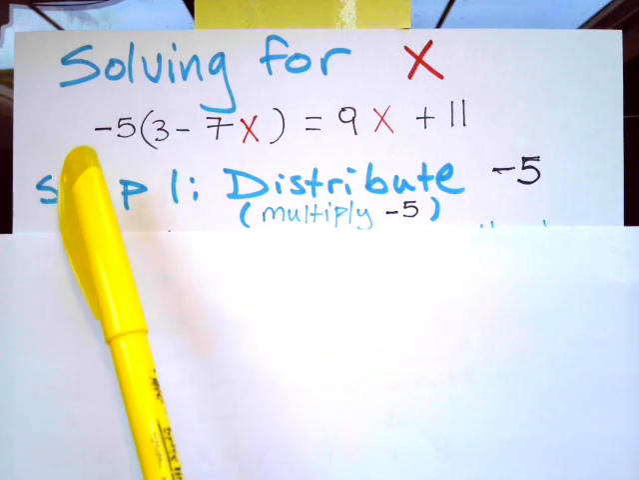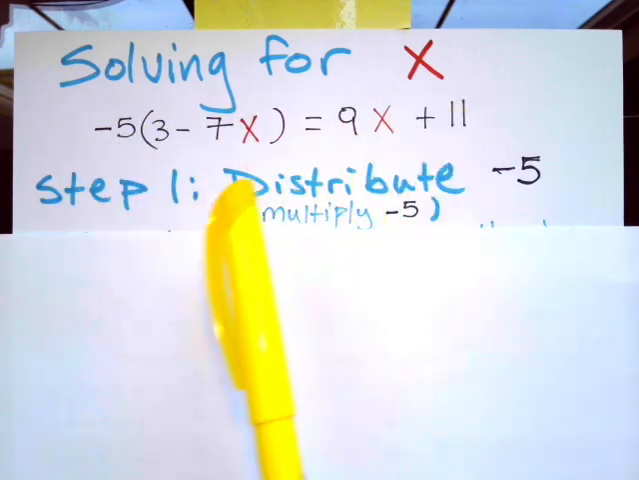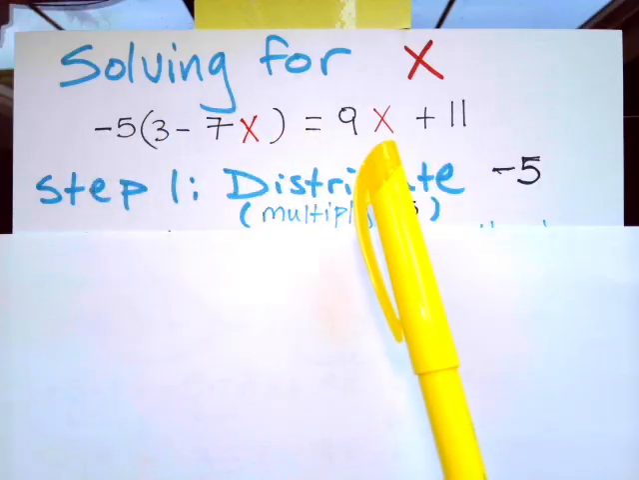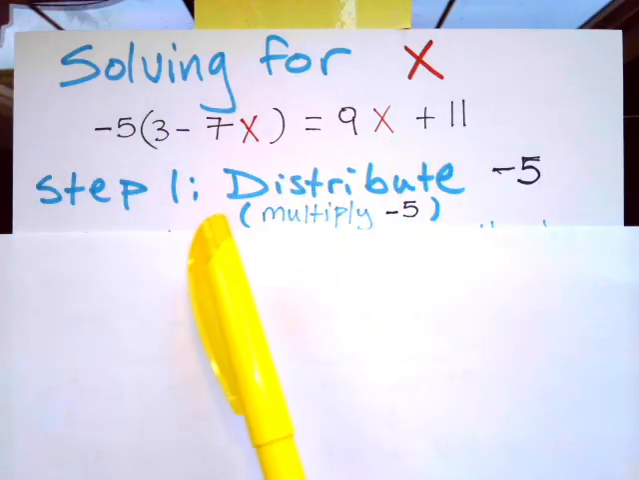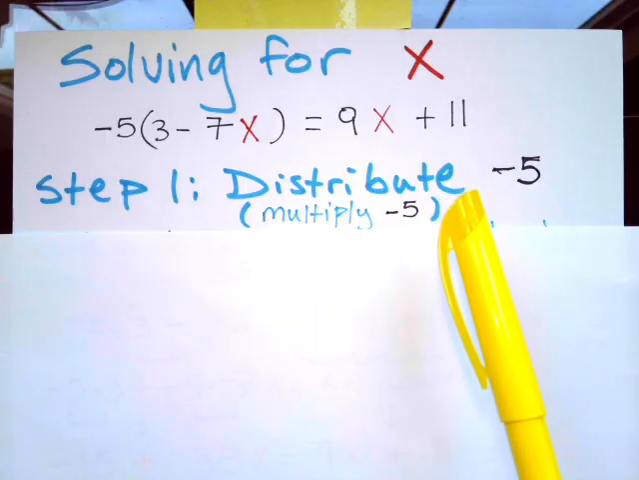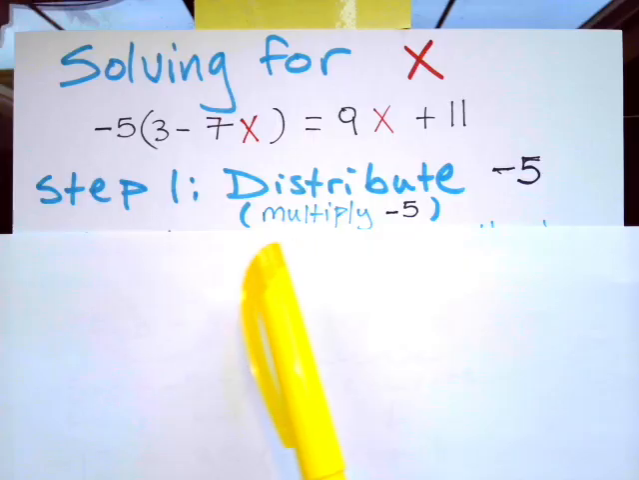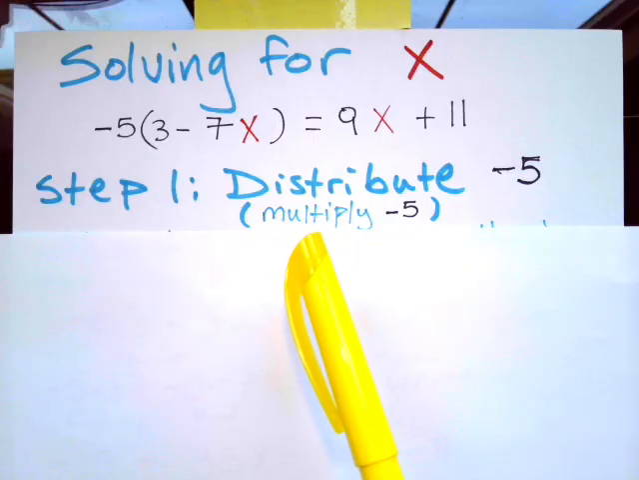So let's just dive right into solving for x. Here is the equation. And the very first step, I want to use the distributive property. I want to distribute the negative 5. Distribute is just a fancy way of saying multiply.